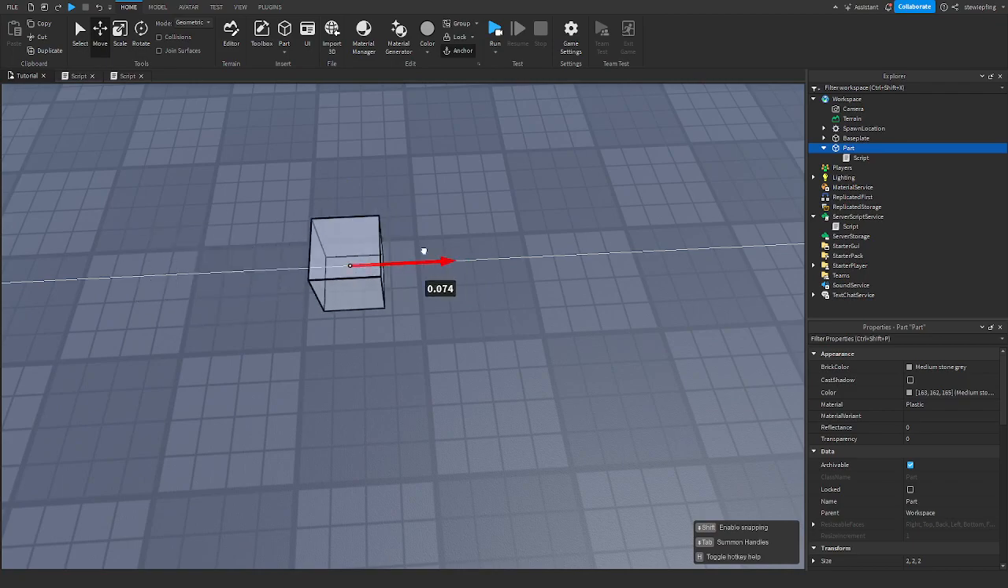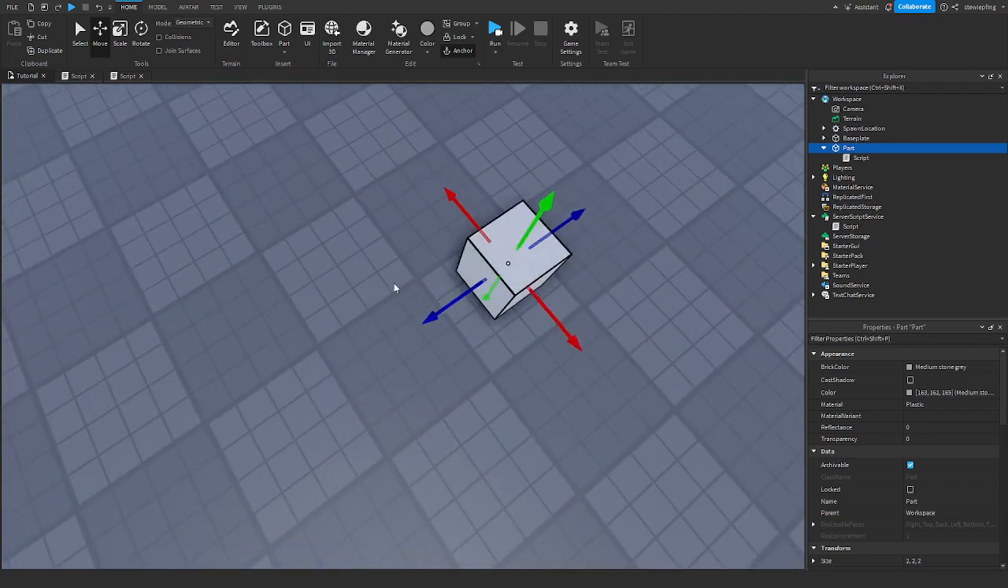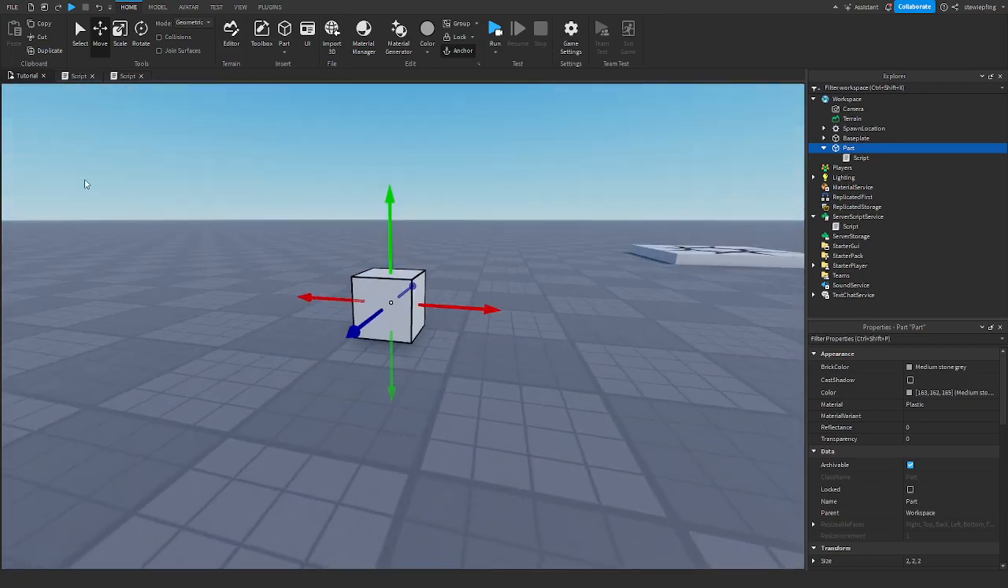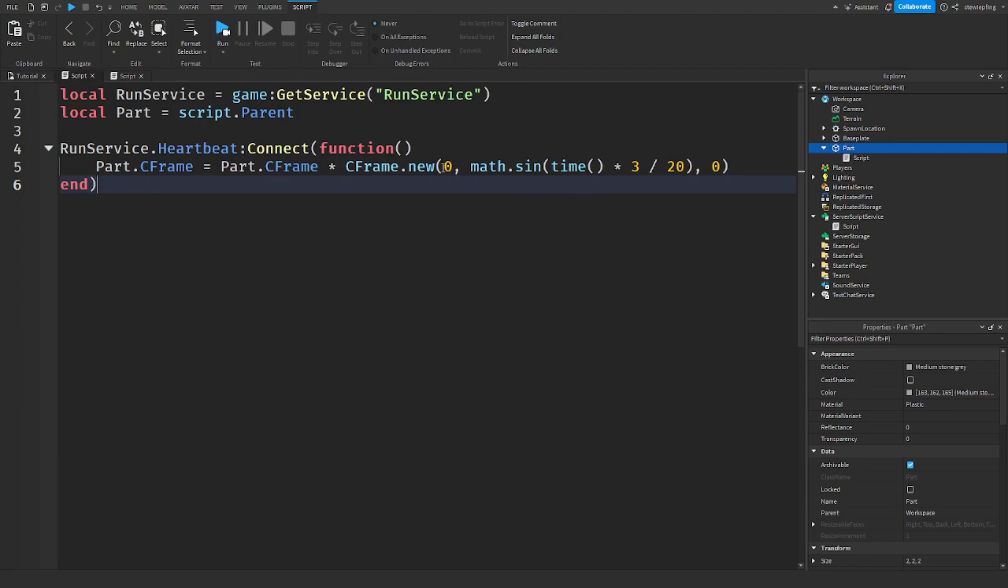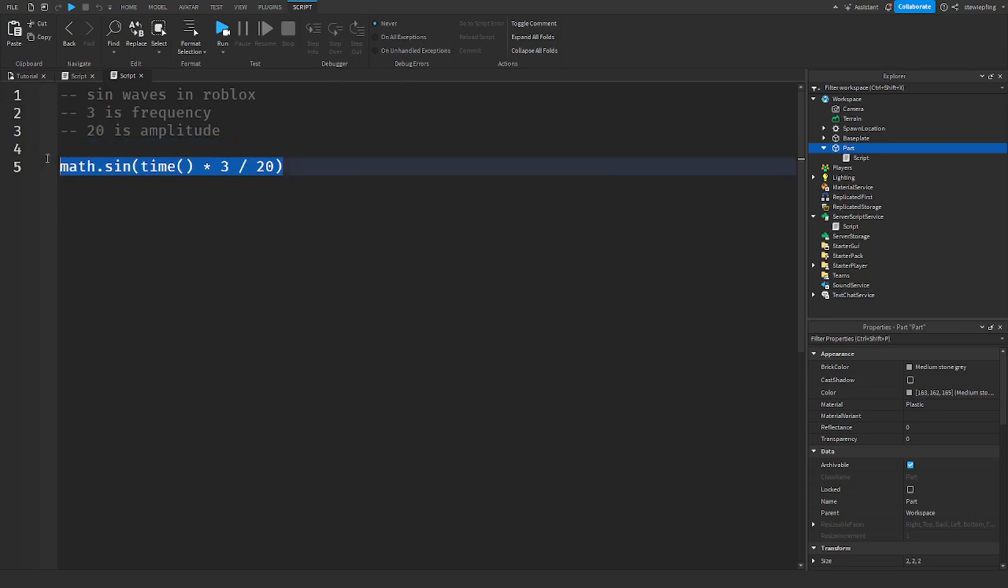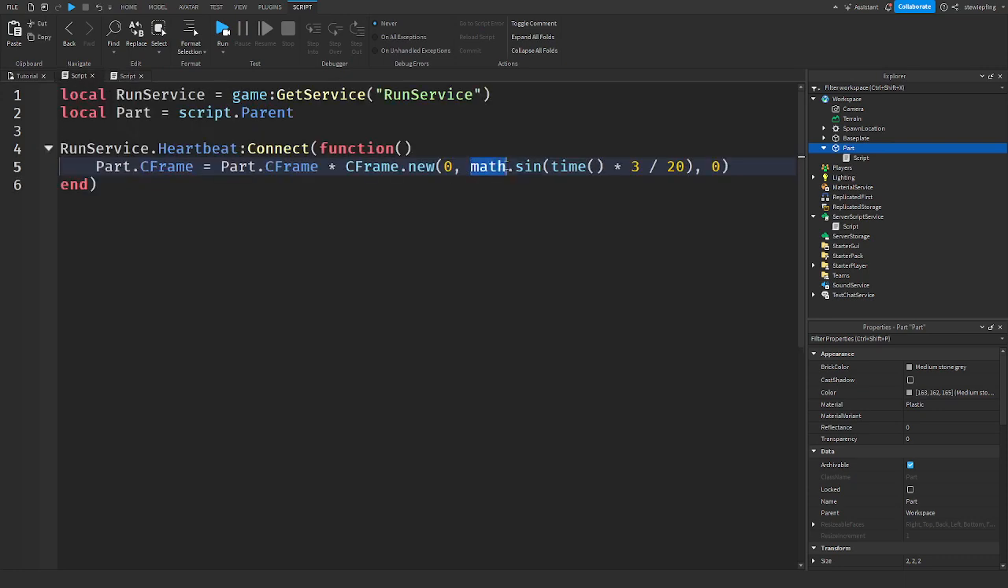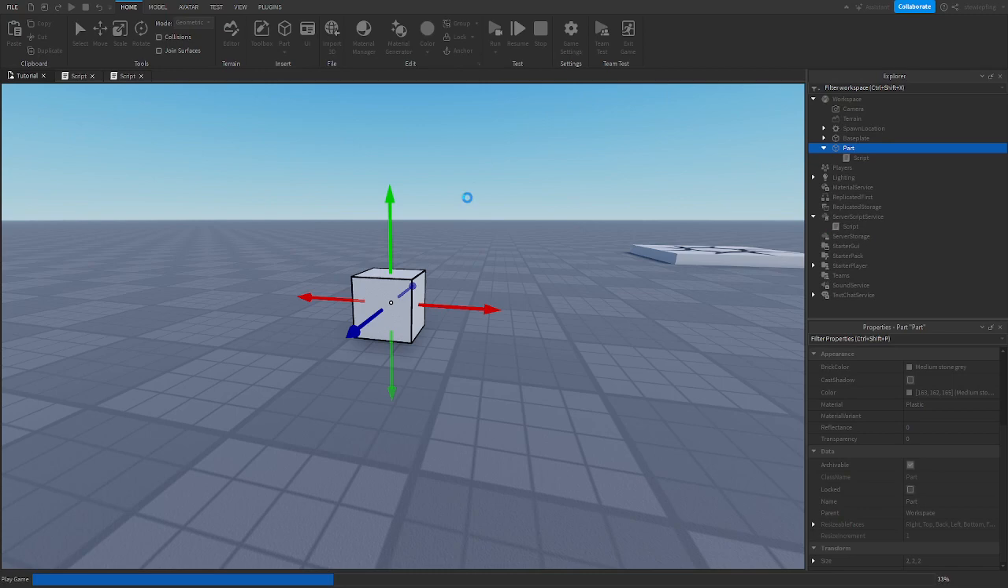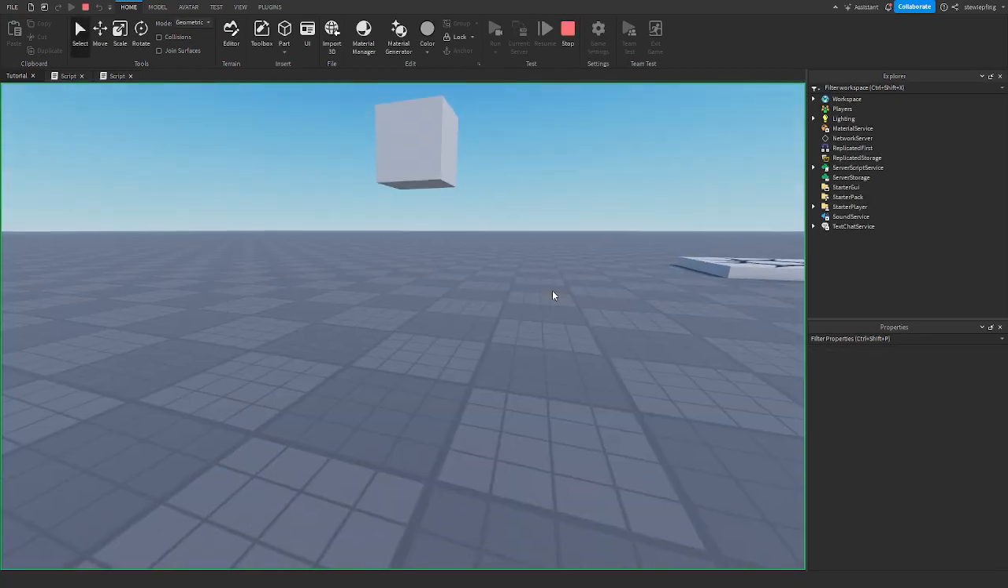The X-axis is this red one right here, and Z is this. So we want to make that move up and down, right? And then we put our sine wave where the y-axis is. That's what makes it work. So now, if you run the game, it works.